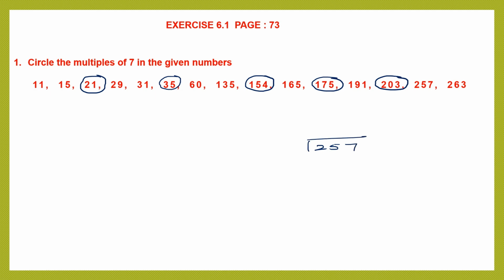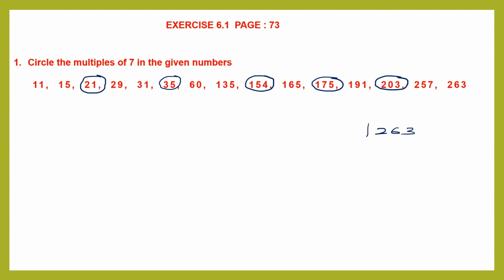257 divided by 7. Let's take 25. 7 threes are 21. Now 5 minus 1 is 4. Bring down 7. 47. 7 sevens are 49, but 7 sixes are 42. Minus, 7 minus 2 is 5. So the remainder is 5 and not 0. So 257 is not a multiple of 7. So we go to the next number, 263.